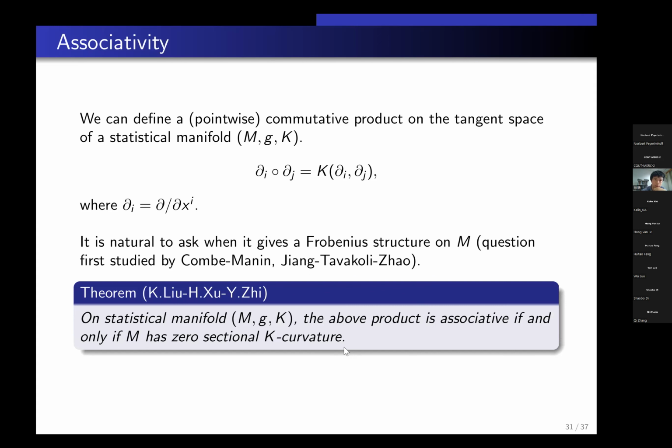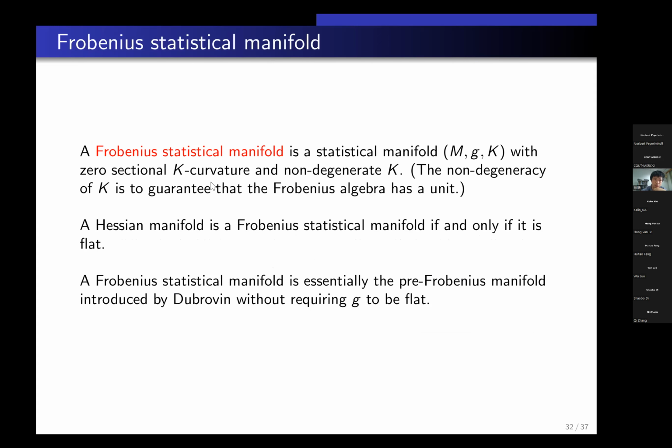And so we have this natural definition, the so-called Frobenius statistical manifold. It's a much weaker notion than the Frobenius manifold, because I only require a Frobenius algebra structure on the tangent bundle. I do not require the so-called unit, the flat unit vector field, or the metric to be flat. I do not need that condition. It's a much weaker concept than the Frobenius manifold.